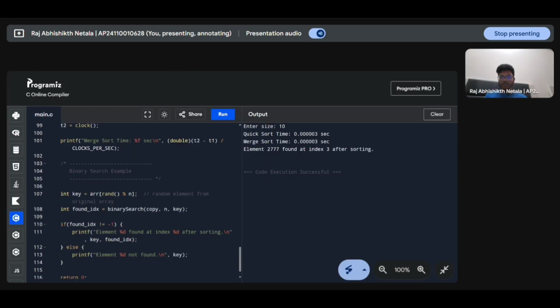Executing the same above code in the compiler, the output we are going to get is this, where we enter the size, which is 10, and for the quicksort and the merge sort, the time taken to execute both these algorithms is 0.0003 seconds, and the element is found at the index 3 after sorting, and the element is 2777. So this is going to be the output after executing the entire code, which consists of the merge sort, quicksort and the binary search.